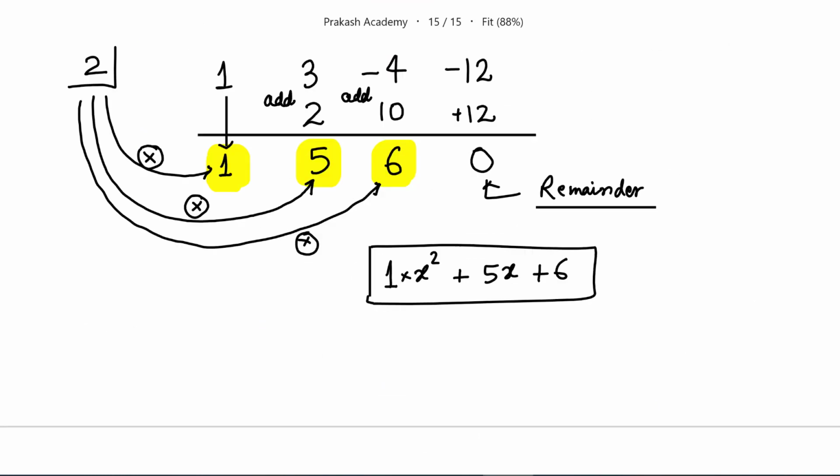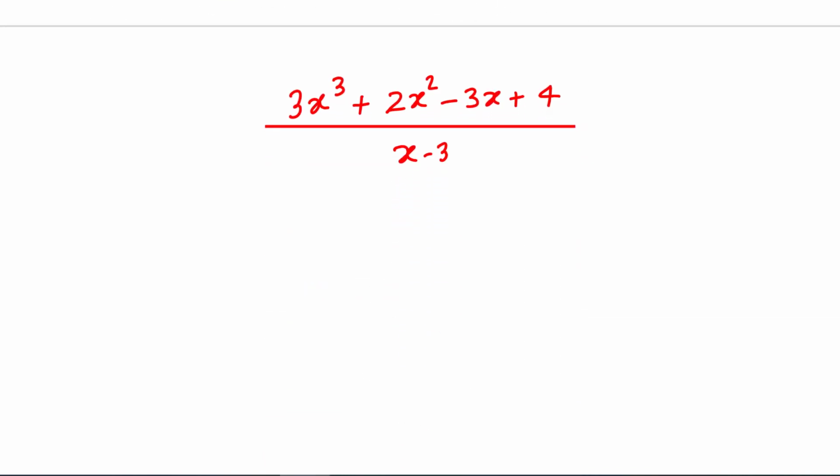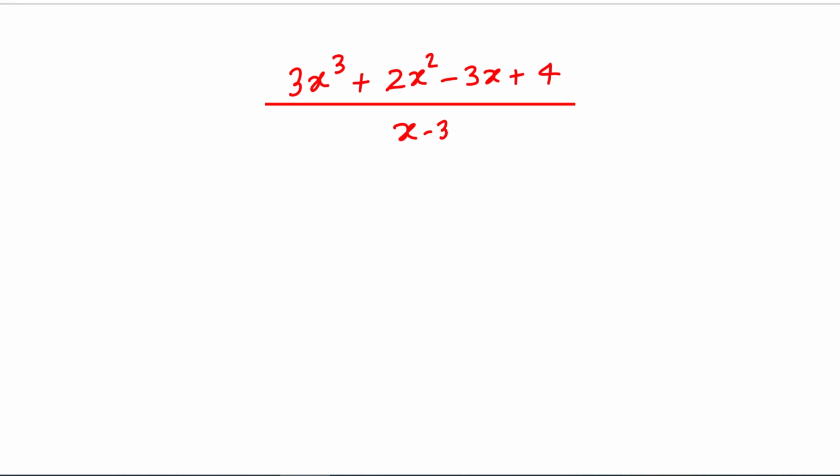So now in this case the remainder was 0. So let us take an example in which the remainder is not 0. Let us try to do this problem. The first step using the shortcut method, or synthetic division method, is to make the denominator 0. Of course this is not the actual value. We are not going to put x equals 3, because once you put it, this will be infinite.